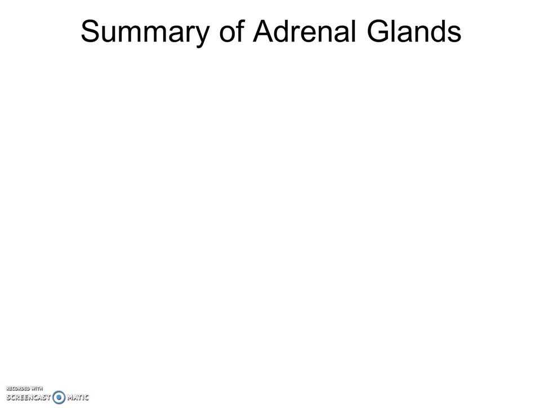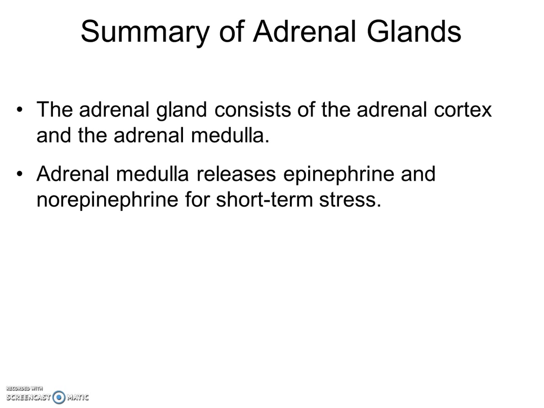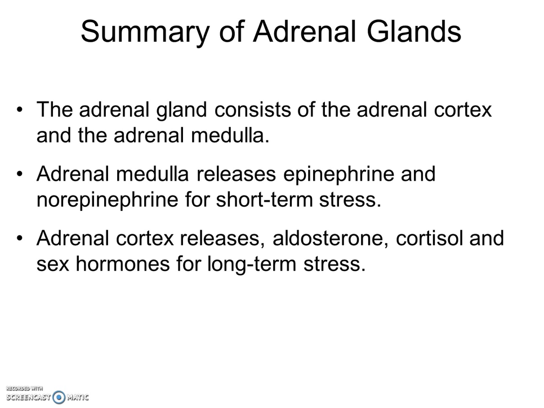So to summarize the adrenal glands, they consist of the adrenal cortex and the adrenal medulla. Adrenal medulla releases epinephrine and norepinephrine for short-term stress response, and adrenal cortex releases aldosterone, cortisol, and sex hormones for long-term stress response.